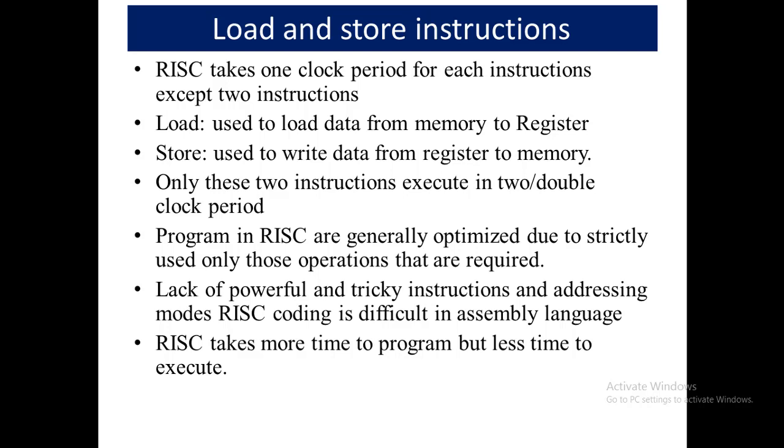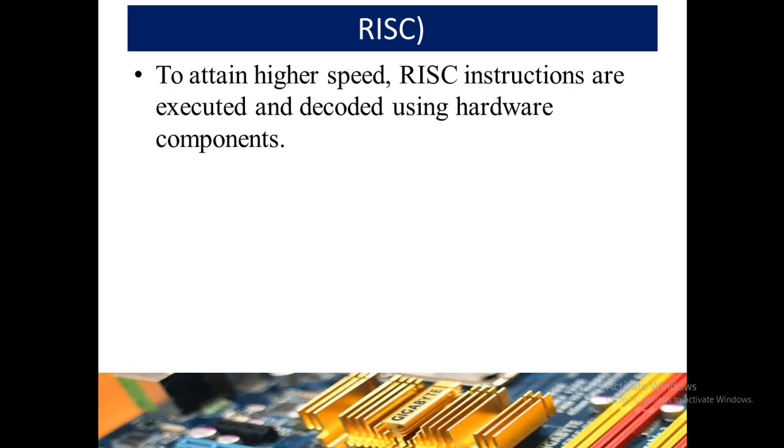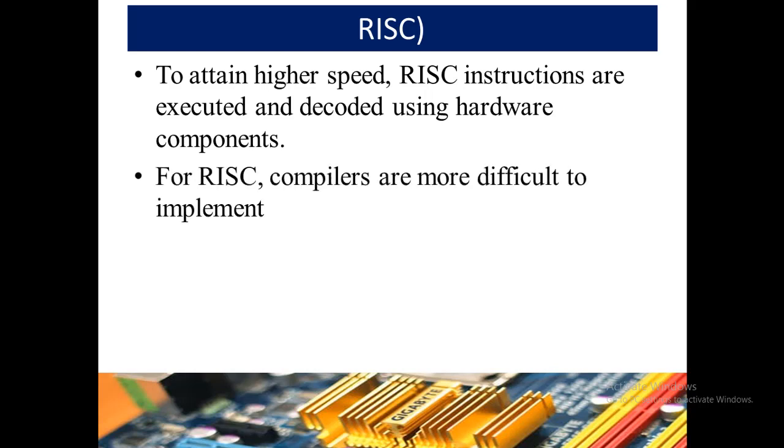But in RISC, when we perform any operation, this is the restriction: we have to perform the task in a minimum set of instructions. So that's why RISC takes more time to program but less time to execute. To attain higher speed, RISC instructions are executed and decoded using hardware components. For RISC, compilers are more difficult to implement.